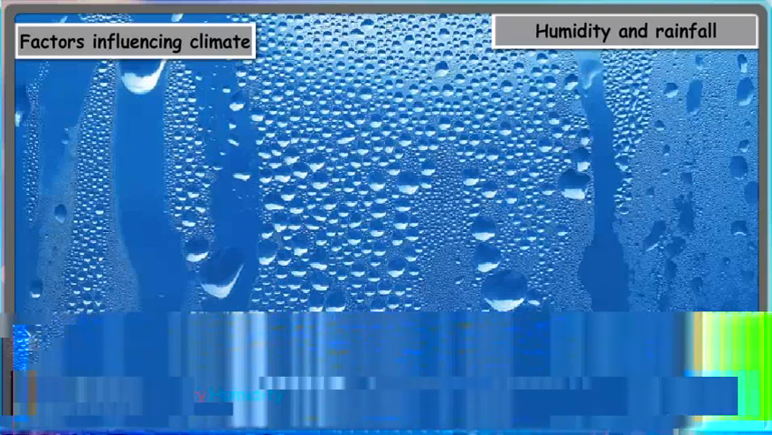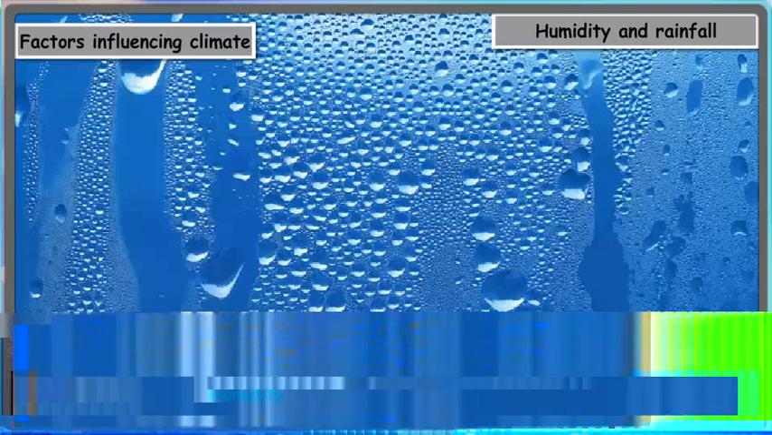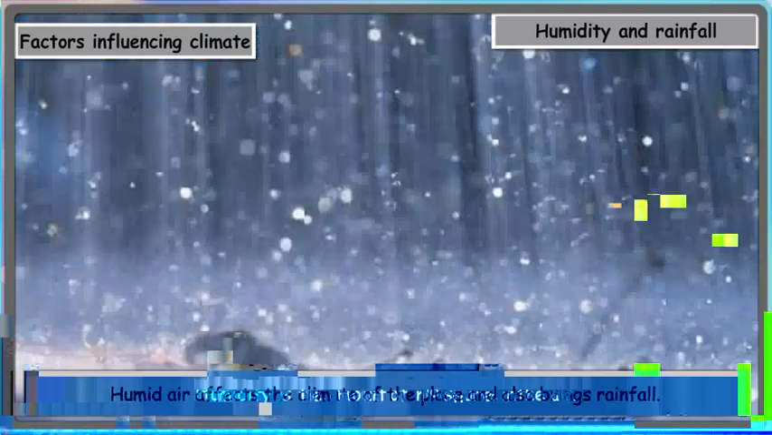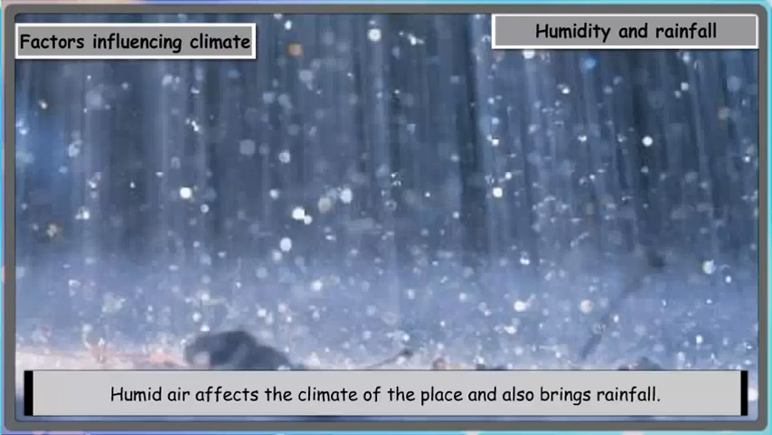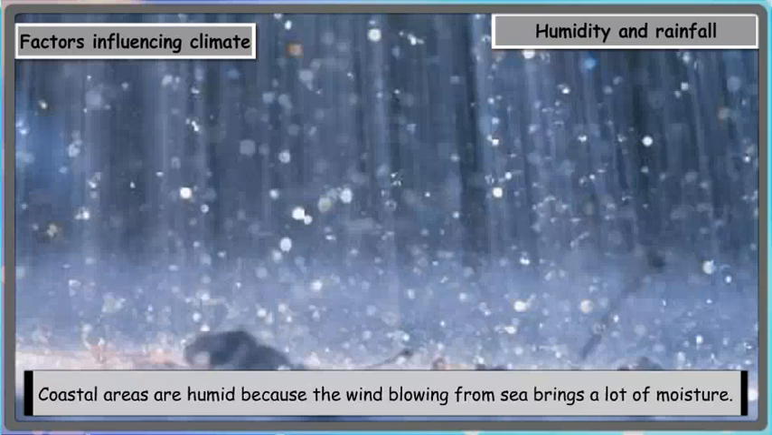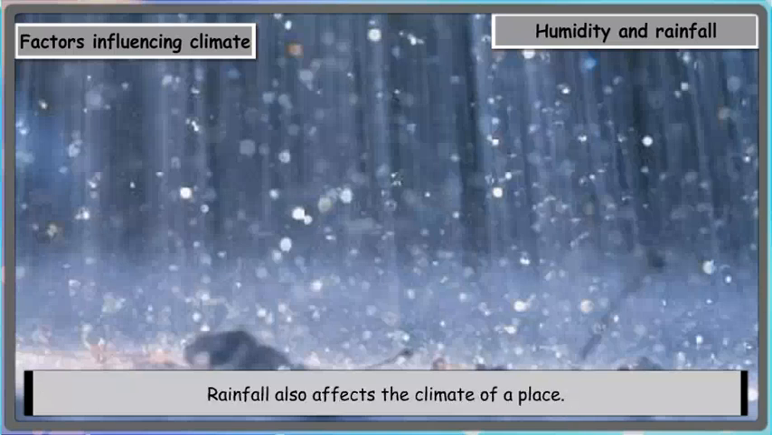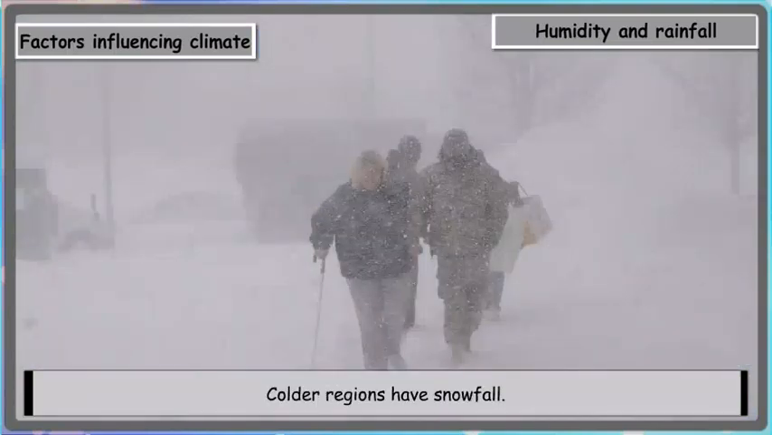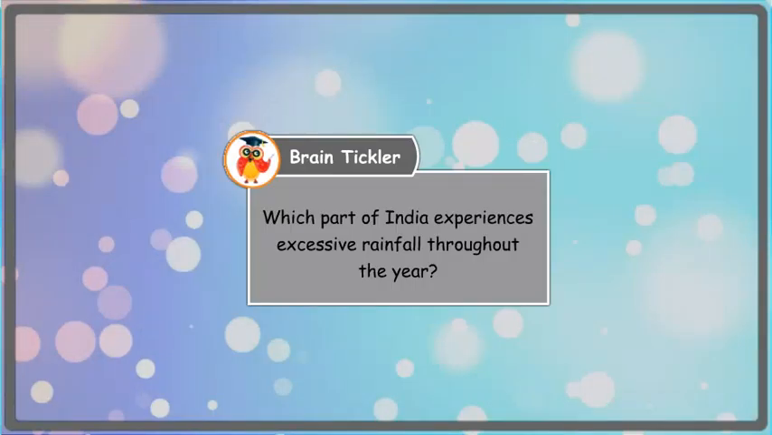Humidity and rainfall. Humidity is the amount of moisture in the air. Humid air affects the climate of the place and also brings rainfall. Coastal areas are humid because the wind blowing from the sea brings a lot of moisture. Rainfall also affects the climate of a place. Colder regions have snowfall.